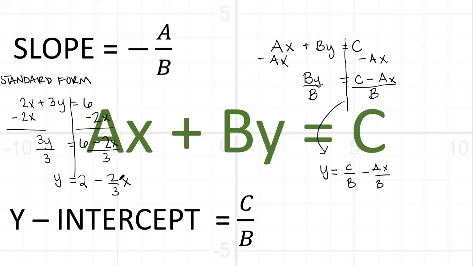So now this should look familiar. This is your slope-intercept form. It's just your slope and y-intercept are on opposite sides now. 2 is your y-intercept, and negative 2/3 is your slope. And there's your slope, and there's your y-intercept.